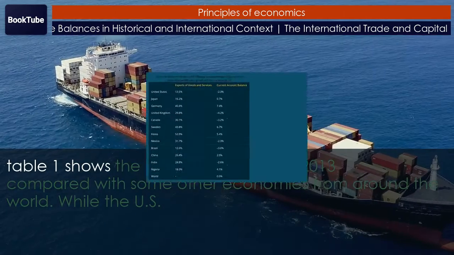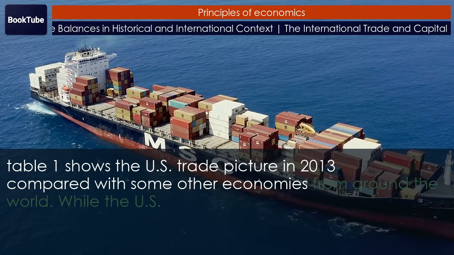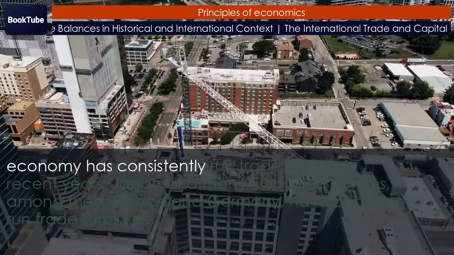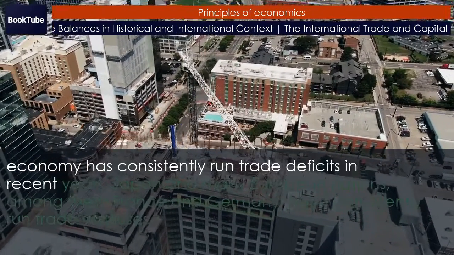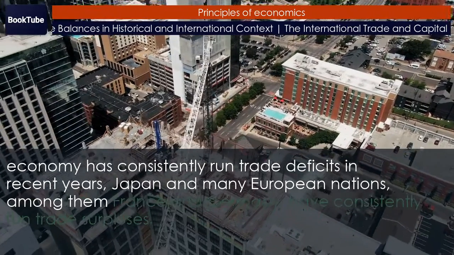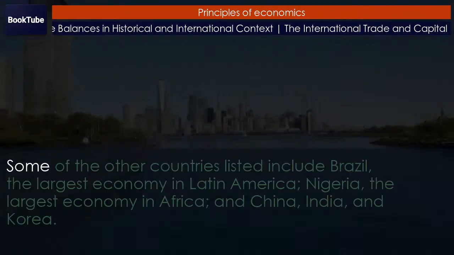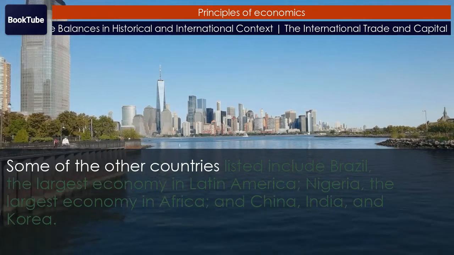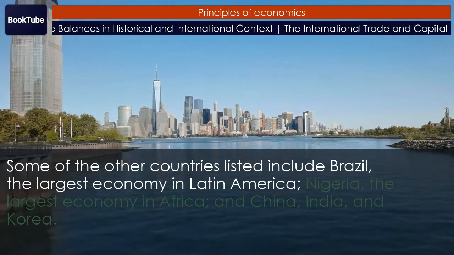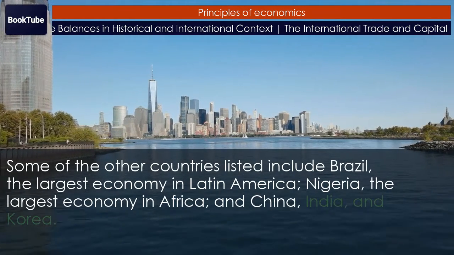Table 1 shows the U.S. trade picture in 2013 compared with some other economies from around the world. While the U.S. economy has consistently run trade deficits in recent years, Japan and many European nations, among them France and Germany, have consistently run trade surpluses. Some of the other countries listed include Brazil, the largest economy in Latin America, Nigeria, the largest economy in Africa, and China, India, and Korea.